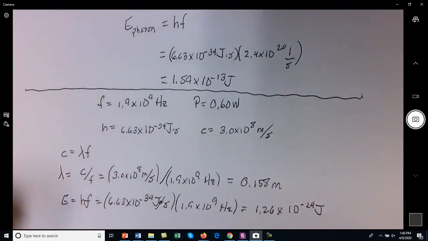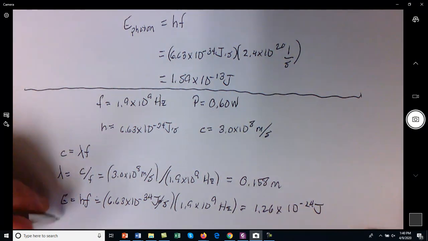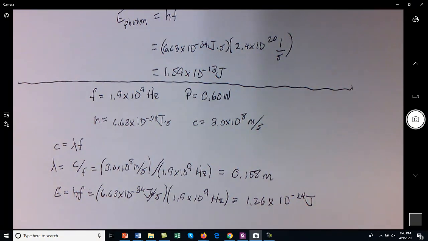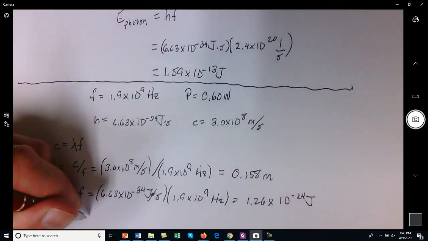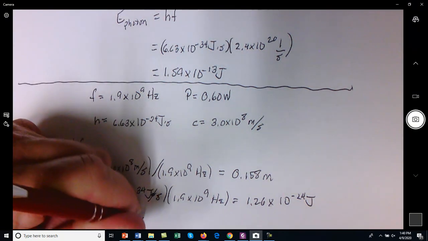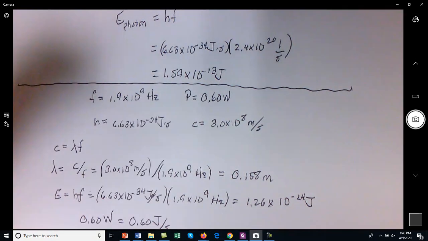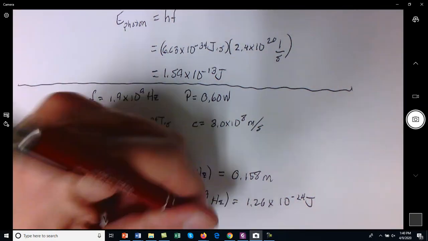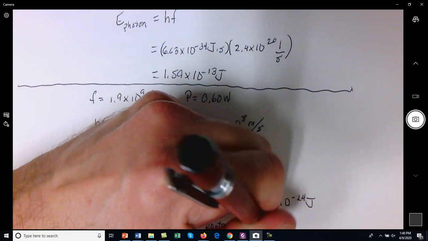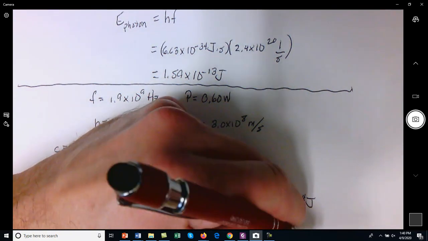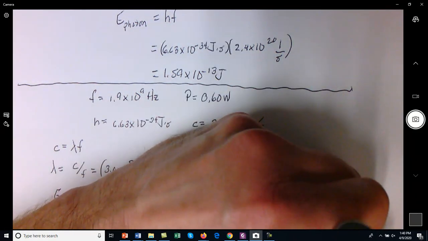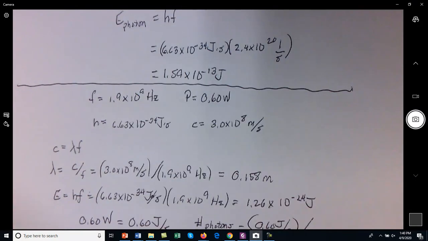Okay, so that means that the energy of a photon is 1.26 times 10 to the negative 24th joules. If my total energy is 0.60 watts, which is 0.60 joules per second, then the number of photons is equal to 0.60 joules per second divided by the energy of a photon, 1.26 times 10 to the negative 24th joules, and that will give me the number of photons per second.